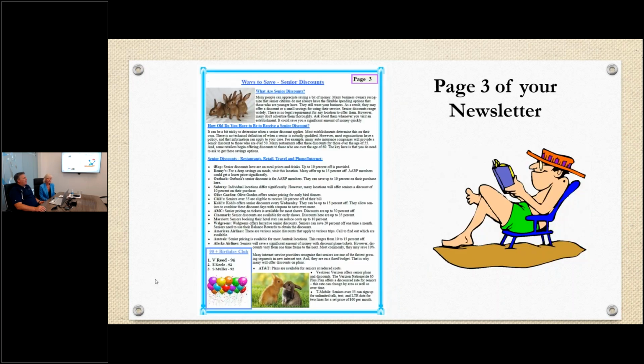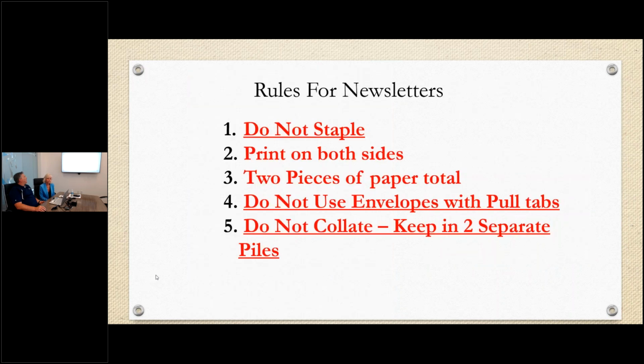Okay, that's enough of the recap. But do not staple your newsletter. Make sure these are the 5 important things that you don't want to do if you're going to have us take care of your newsletter and stuff it for you into an envelope. So you don't want to staple it. You want to make sure it's not stapled. You want to make sure it's printed on both sides. So 2 pages for 4 sides is 2 pieces of paper.